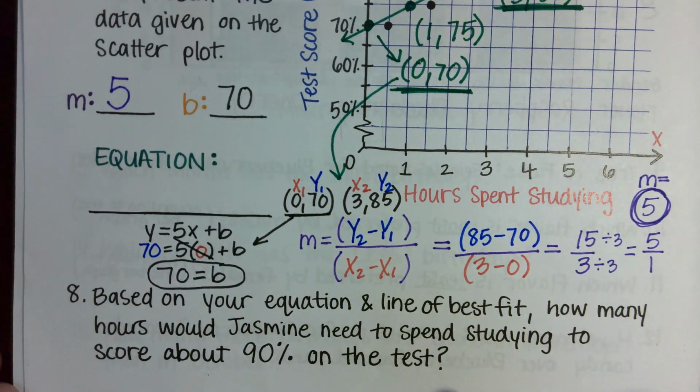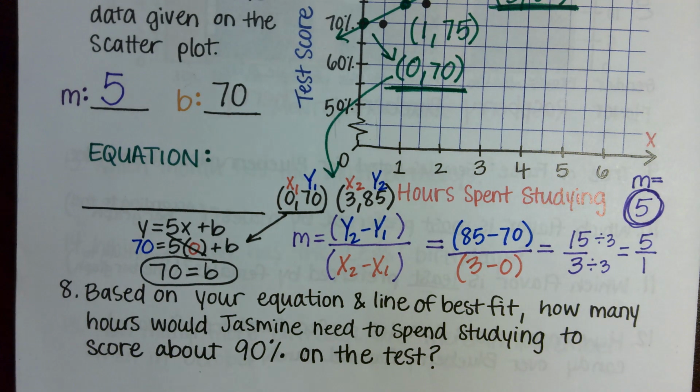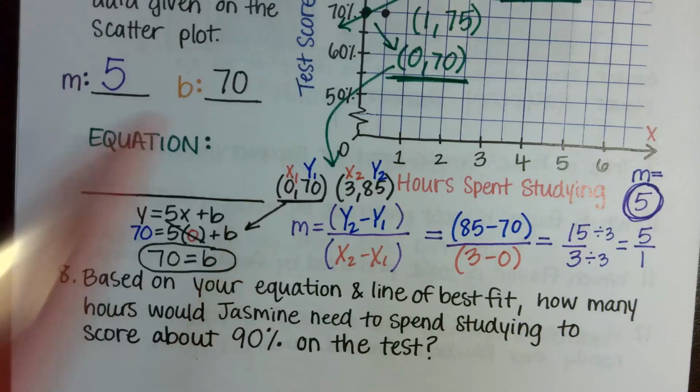All right. So we have our m and our b. How do we write the equation?